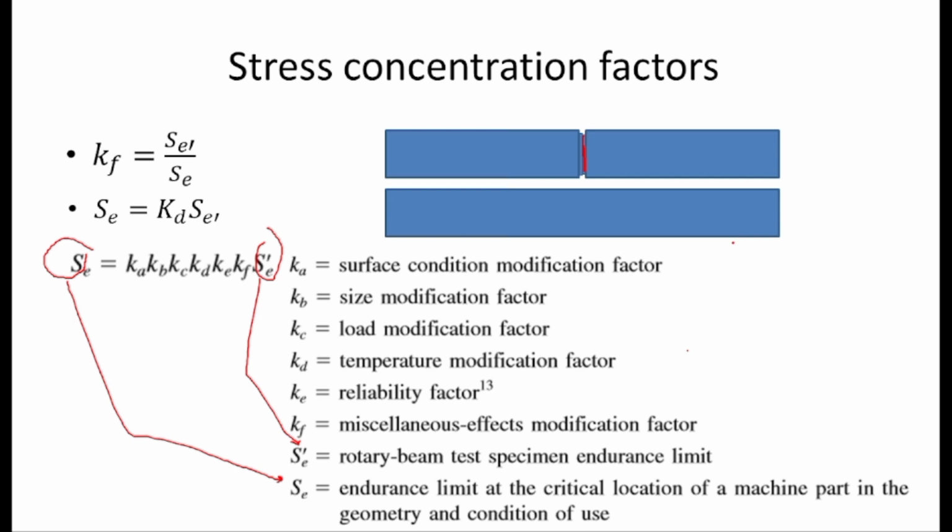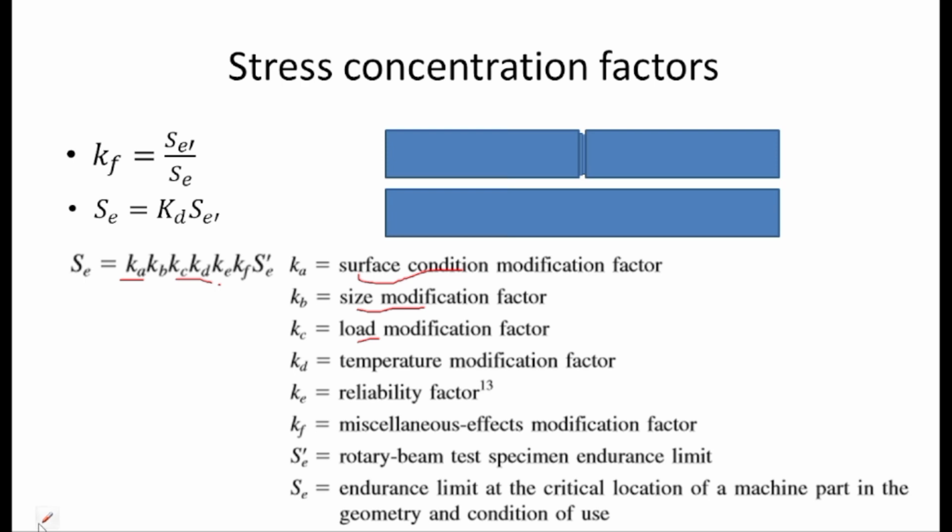You know that if this shaft is rotating, you can call it a rotary beam, and if we want to test this shaft for its endurance limit, then the strength for that will be called this. And here this rotary beam is ideal, with no notch and a better surface finish. Ka is for surface condition, Kb is for size modification, Kc is for load modification factor, Kd is for temperature modification factor, Ke is for reliability factor, and Kf is for miscellaneous effects.